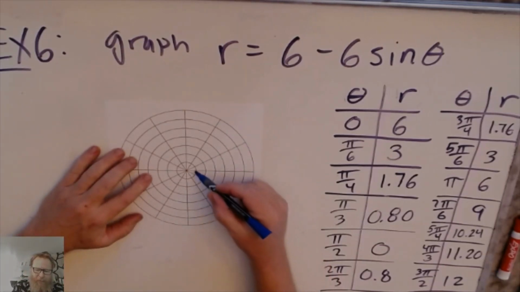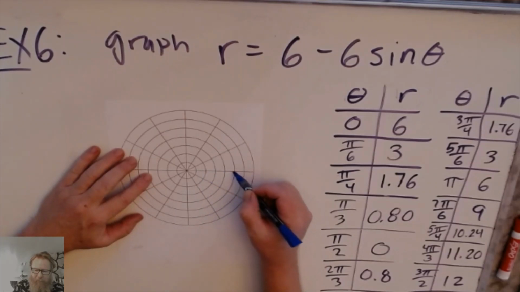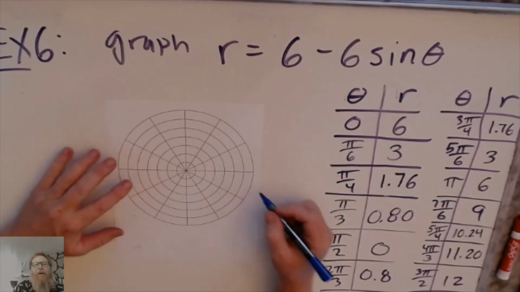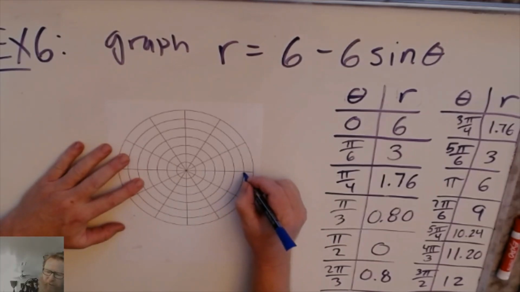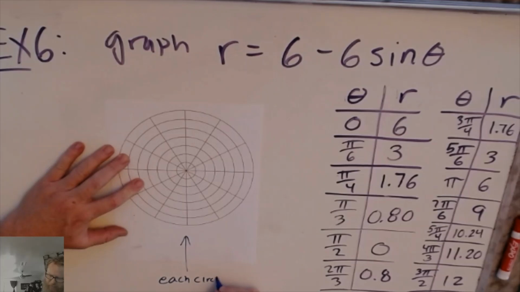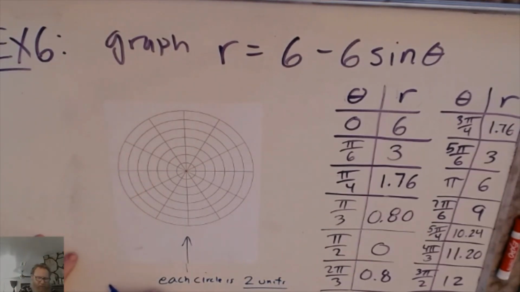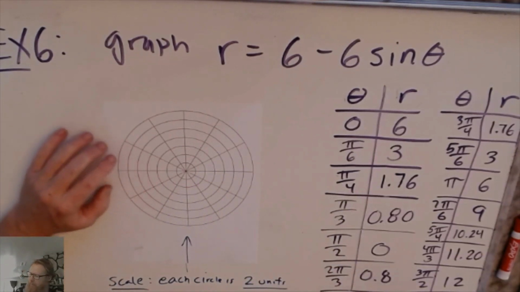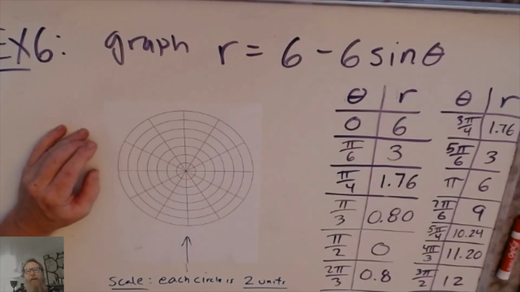So let's see. 1, 2, 3, 4, 5, 6. We're gonna count by twos. So each circle is 2 units. All right. That'll be our scale. So each circle has a radius of 2 units. Otherwise, I'm never going to be able to make it to 12.